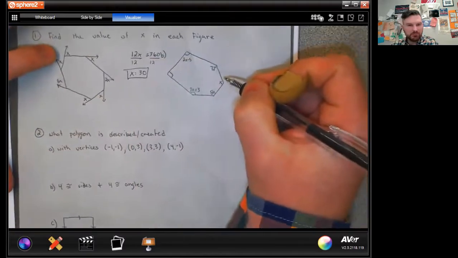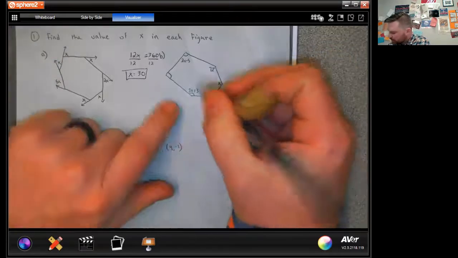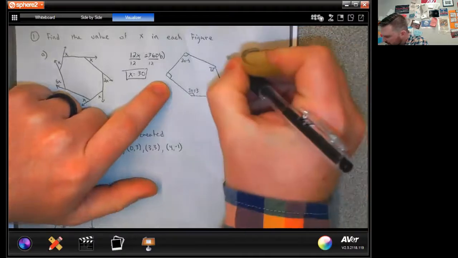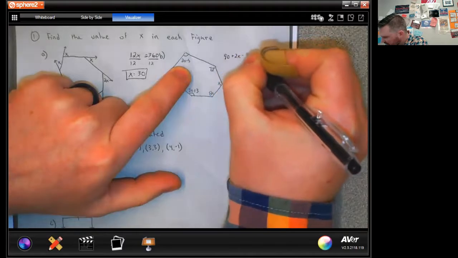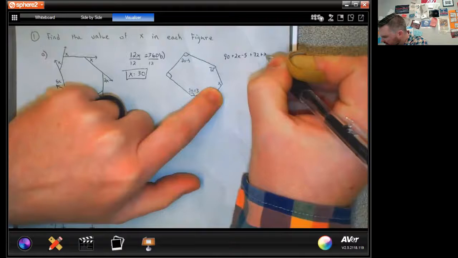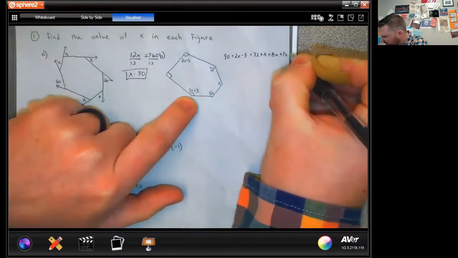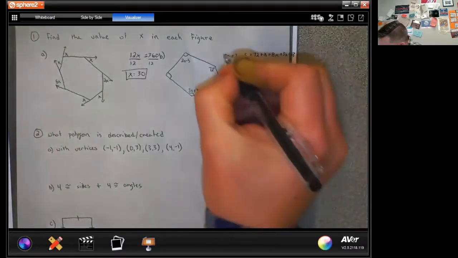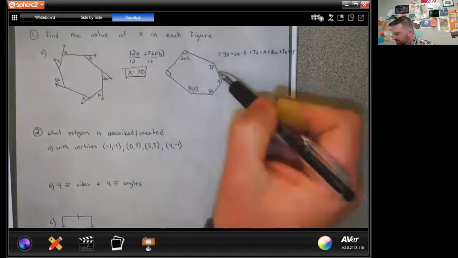Over here is a bit different because I have the interior angles. So I am going to add up all the interior angles. Here I have 90 plus 2x minus 5 plus 72 plus x plus 8x plus 3x plus 13. I kind of ran out of room there. And I have to figure out, what do I set that equal to? Here I have 1, 2, 3, 4, 5, 6 sides.